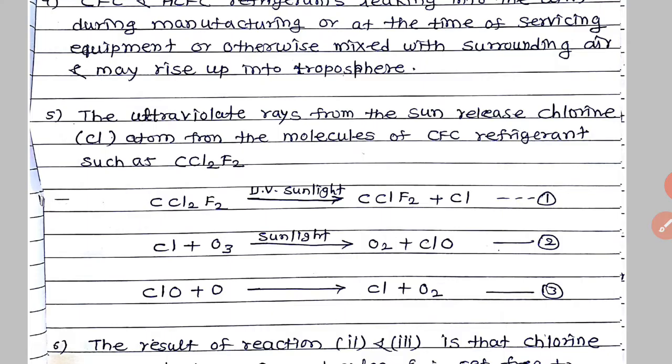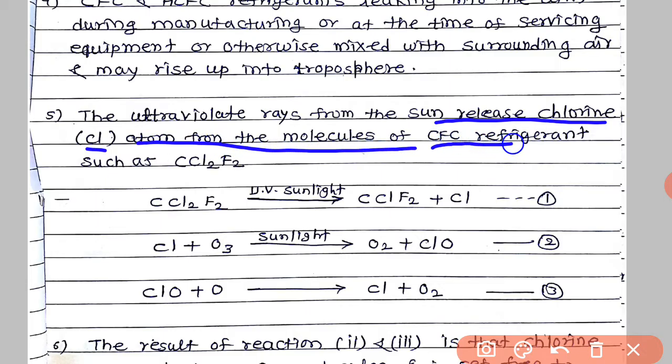The ultraviolet rays from the sun release a chlorine Cl atom from the molecule of the CFC refrigerant such as CCl2F2. What is CCl2F2? CCl2F2 is dichlorodifluoromethane. See the reaction in the stratosphere. CCl2F2 comes in contact with ultraviolet sunlight, decomposition takes place, and a chlorine atom is removed from CCl2F2. See the reaction: CCl2F2 in the presence of ultraviolet sunlight gives CClF2 and Cl. So the Cl atom is released here.